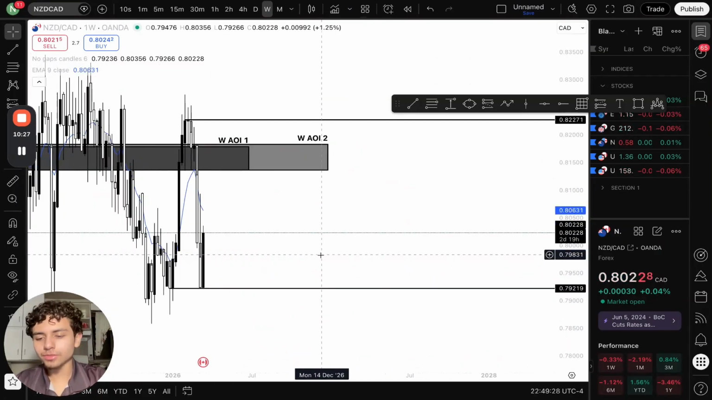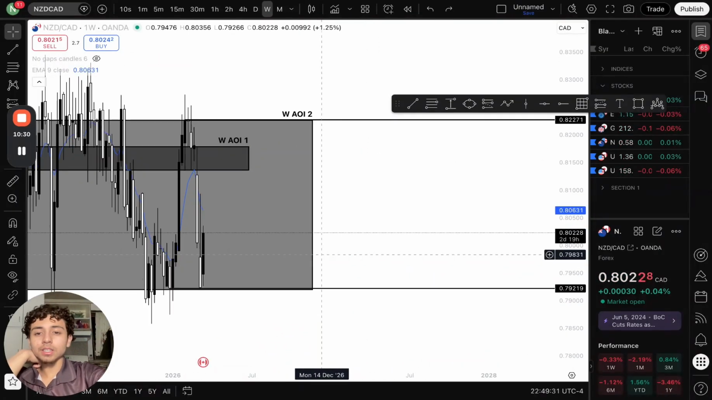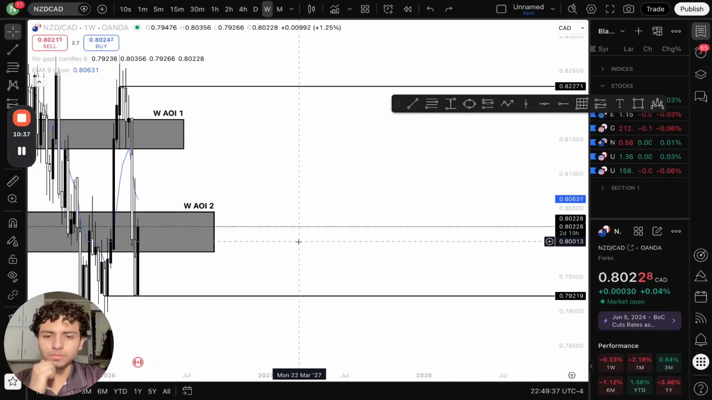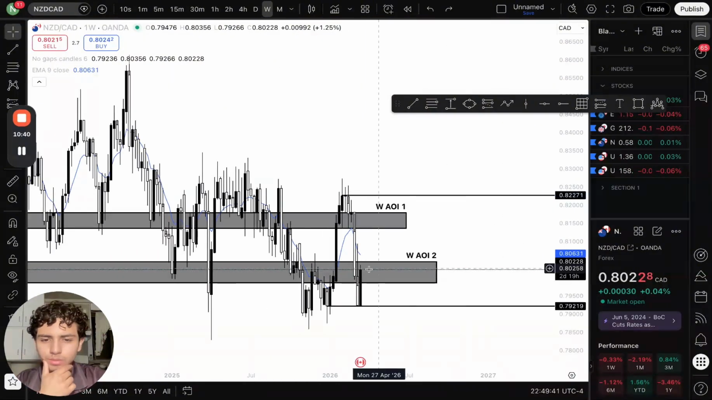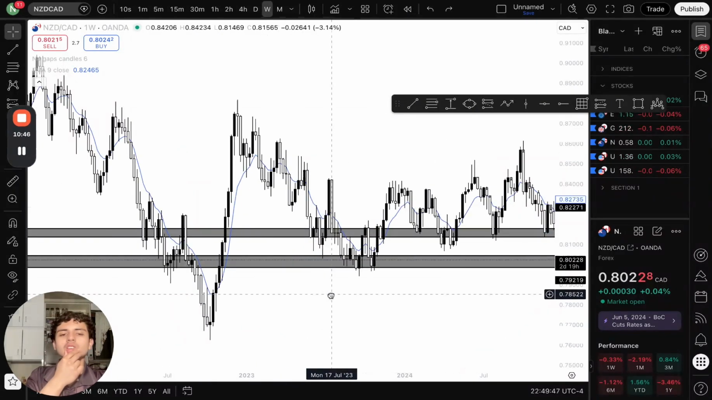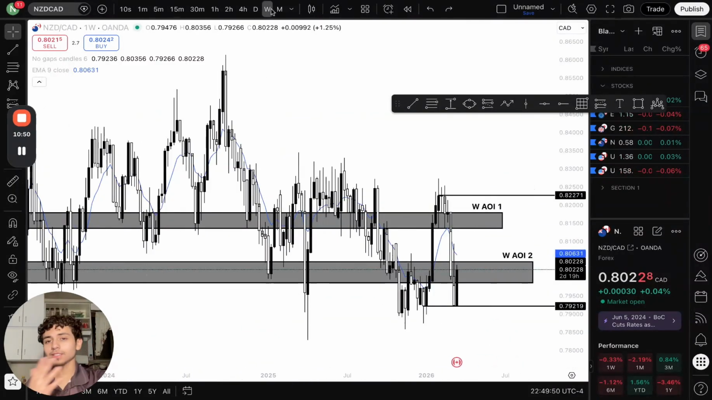So that's how I found the area of interest, and that's how I was able to find my second area of interest as well, which will be right here. It has 1, 2, 3, 4. That's more than 3 points. So that's how I was able to find those areas of interest, and I did the same thing on the daily area of interest.